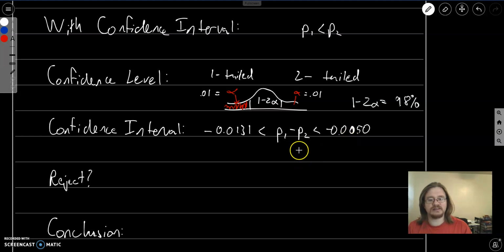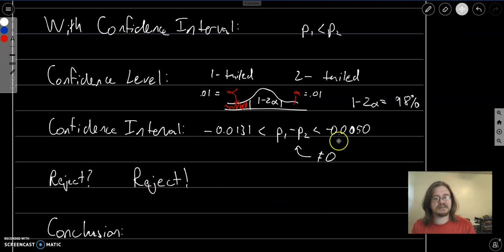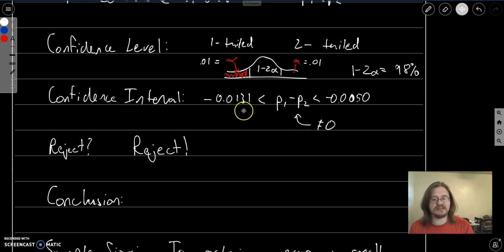But what you'll notice is that 0 is not between those 2 numbers. So we're pretty confident that P1 minus P2 isn't 0 because it has to be between 2 negative numbers. Well, 0 isn't between two negative numbers, so we can reject the null hypothesis. And in fact, since we're confident that P1 minus P2 is between two negative numbers, it has to be negative. We're also confident that P1 should be less than P2. So we draw the same conclusion.